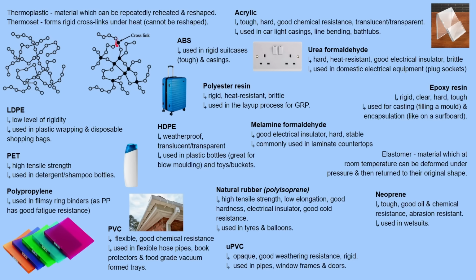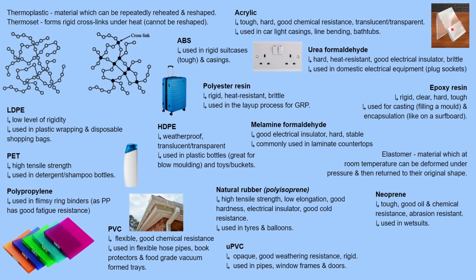So here they have cross links in between each of the different layers, the different strands, which means they're locked in, they can't be reshaped. So a lot of examples of thermoplastics and then a couple of thermosets. So first of all, acrylic is a thermoplastic. It's tough, hard, has good chemical resistance. It's translucent or sometimes transparent, and it's used in car light casings, line bending.